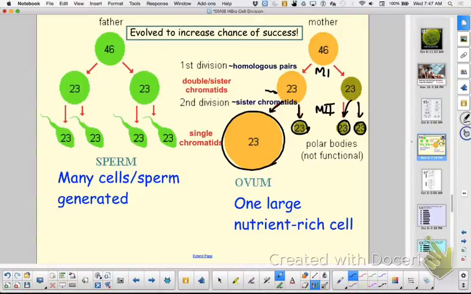And then oogenesis, it results in how many eggs? 1 egg. And the location is initially in the ovary, but it completes the process in the oviduct. Cytokinesis does not occur until the sperm penetrates the egg. Cytokinesis is done unevenly to keep the nutrients in one egg cell. 2 to 3 remaining smaller cells called polar bodies will deteriorate.